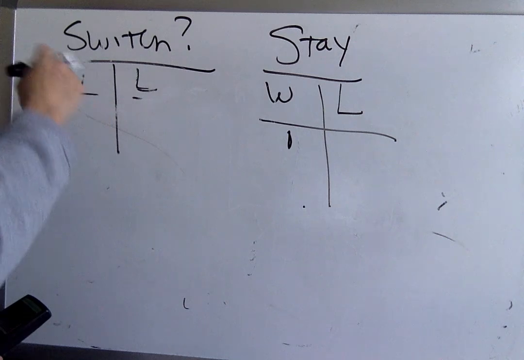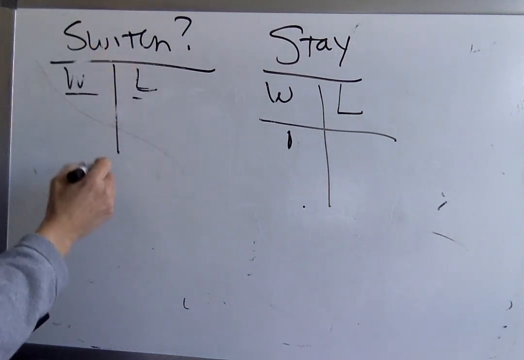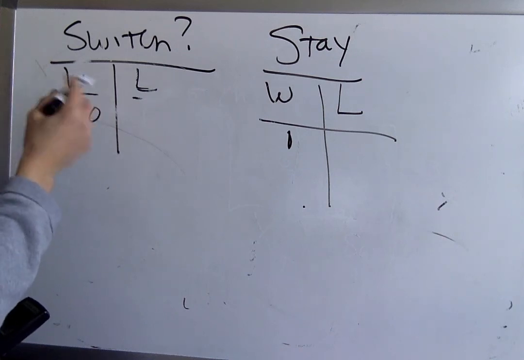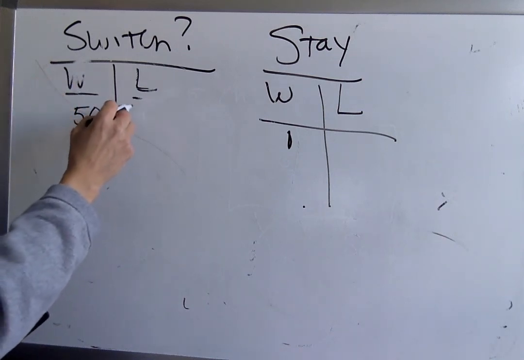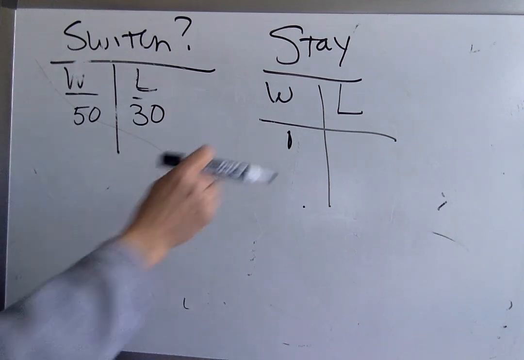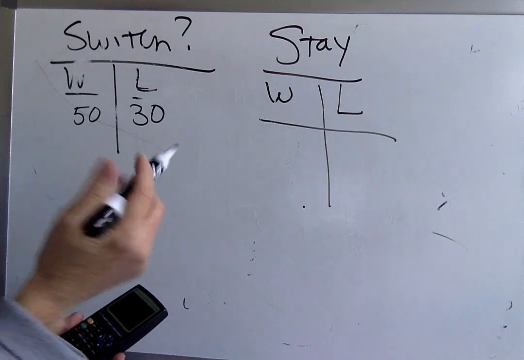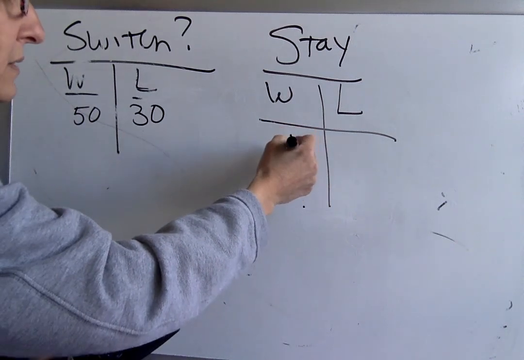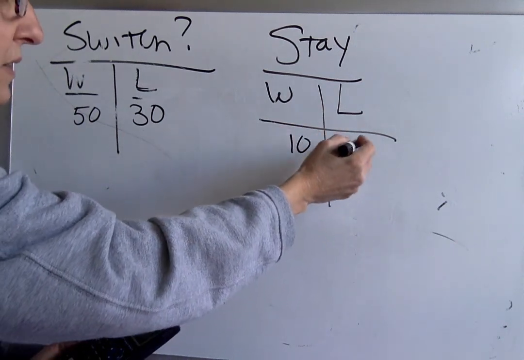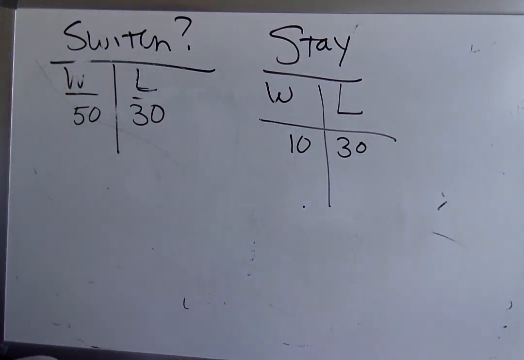Let's say for the switching that 80 times total, the class switched, 50 times they won, 30 times they lost. And let's say for the stay, maybe they only played 40 times. And they won 10 times and they lost 30 times. Let's just pretend, just to kind of keep the numbers easy.